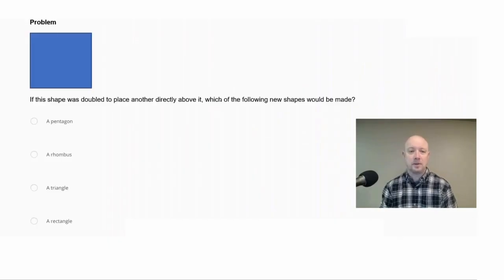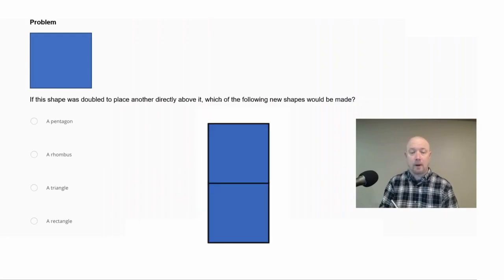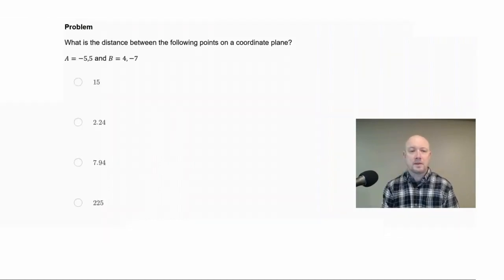If this shape was doubled to place another directly above it, which of the following new shapes would be made? Would it be a pentagon, a rhombus, a triangle, or a rectangle? Let's see what this would look like with another shape above it. A rhombus has all sides the same, but my new shape's sides are not the same. A pentagon has 5 sides, but my new shape still has 4 sides. A triangle has 3 sides, and my new shape has 4 sides, so this is going to turn out to be a rectangle.